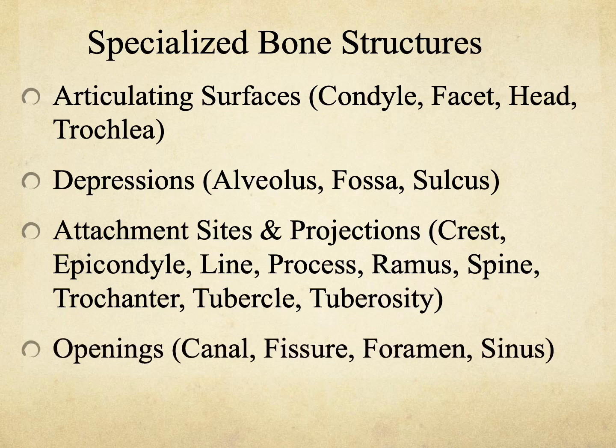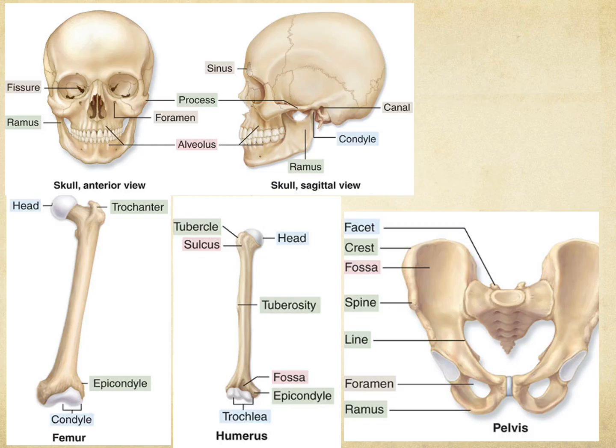And then we have openings such as canals, fissures, foramina, sinuses. Once again, the difference in the terminology here on the openings is how large and what shape they take. So let's take a look at what some of these look like in terms of their structures. We'll get more detail into this when we actually look at the bone landmarks on the skeleton itself.